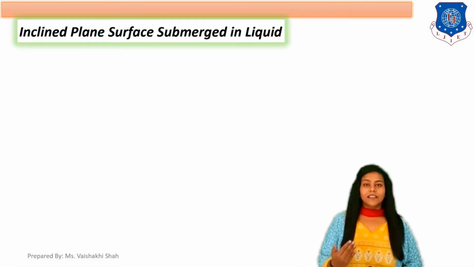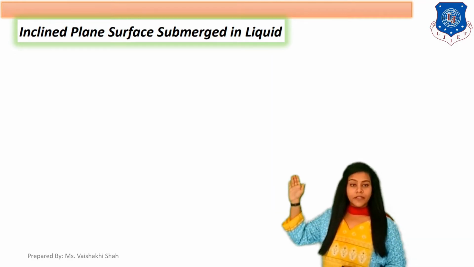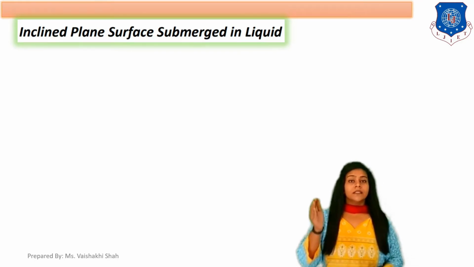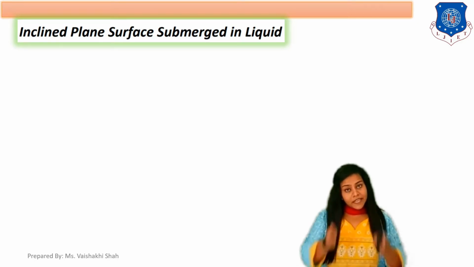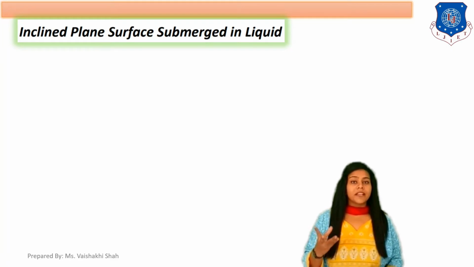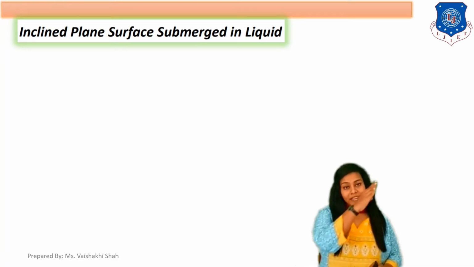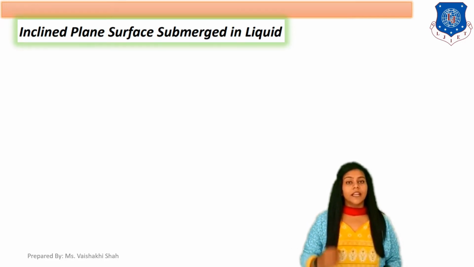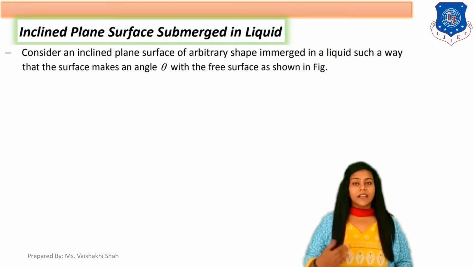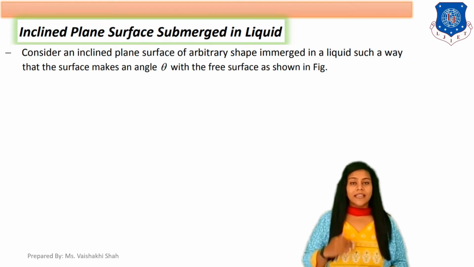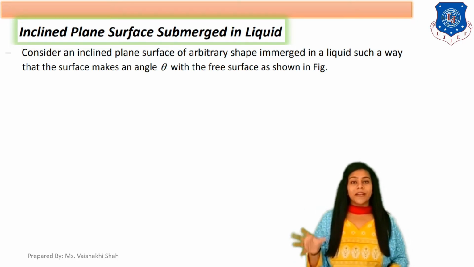Now, the title of the theory is Inclined Plane Surface Submerged in the Liquid. In the last lecture, we derived the theory where the surface is vertically submerged in a liquid. But today, your surface is submerged in a liquid but inclined at some angle. So here we are considering an inclined surface of arbitrary shape immersed in a liquid in such a way that the surface makes an angle theta with the free water surface.